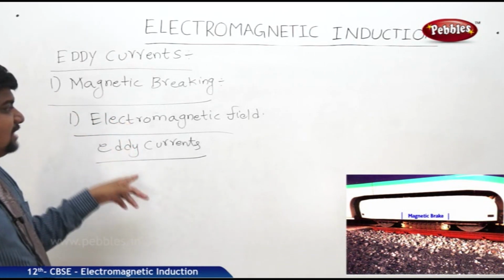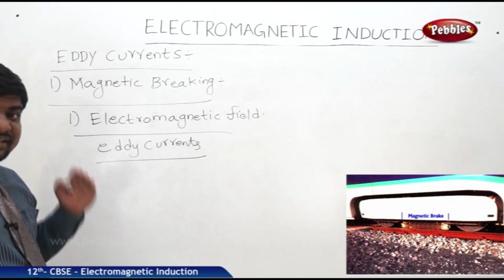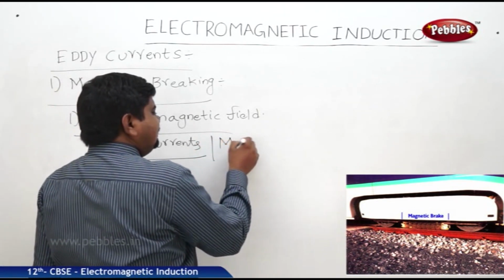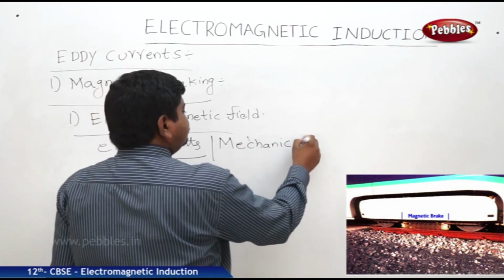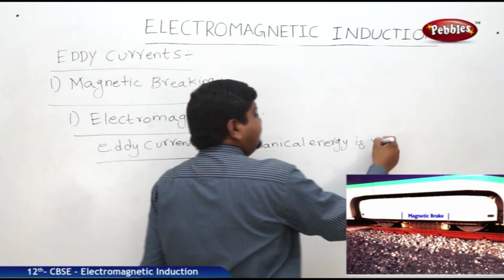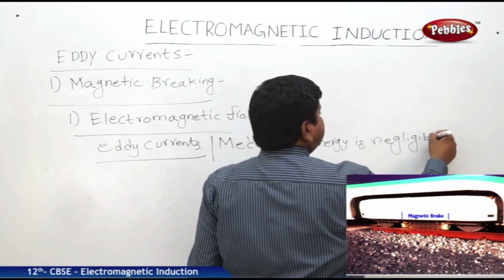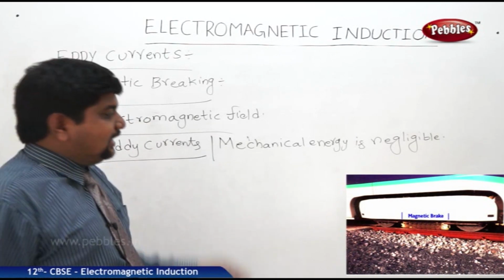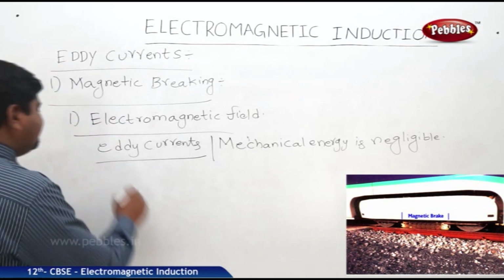But whenever these electromagnetic fields, eddy currents and induced EMF are playing the key role to move the body, mechanical energy is completely lost. Energy becomes negligible. Because of this negligible mechanical energy in the train, the braking effect will be smooth.